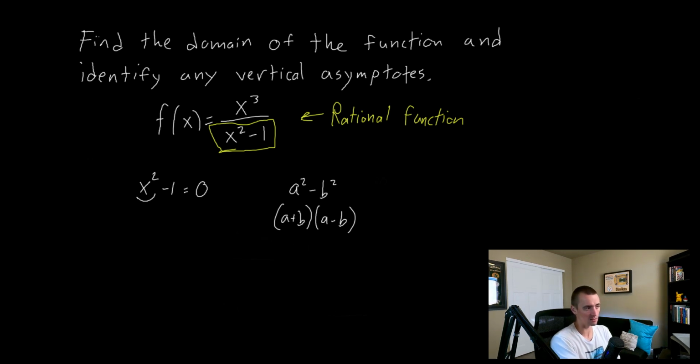It's x squared. And then 1 is a square number. It's 1 squared. Right? So we could think of this as x squared minus 1 squared equals 0. And now this perfectly goes into our difference of squares formula, where we have x plus 1, x minus 1 equals 0.